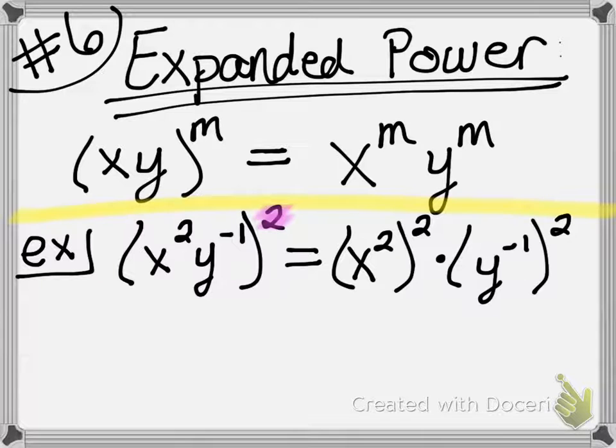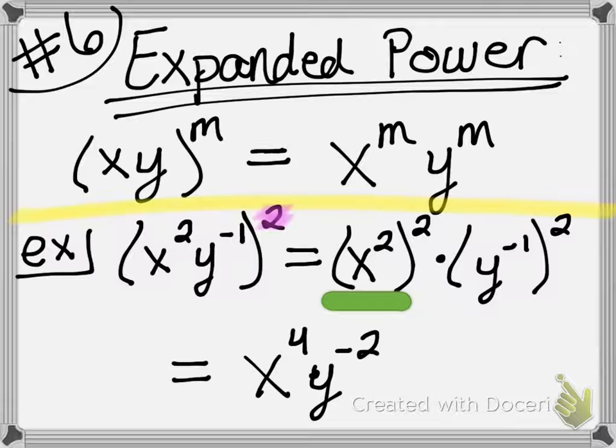If you look at one part, now what I just underlined looks like the normal power rule, in which case we multiply those exponents together. So it's going to be x to the 4th. Same thing with our y, going to be y to the negative 2 power. Once again, we have a negative exponent. That can't happen. So the y is going to move to the denominator.